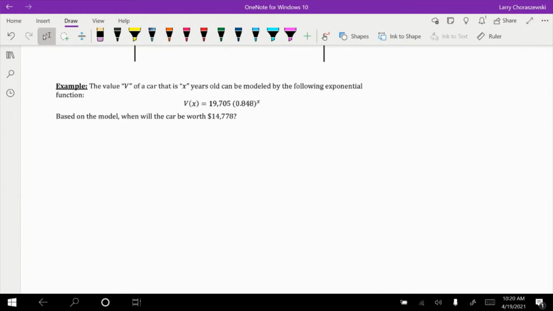It says here the value v of a car that is x years old can be modeled by the following exponential function. We have v of x equals 19,705 times 0.848, and x is its power.